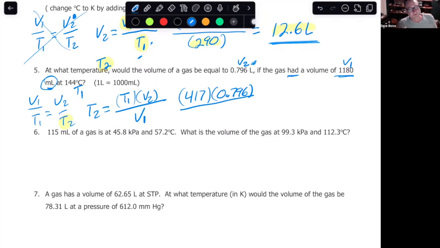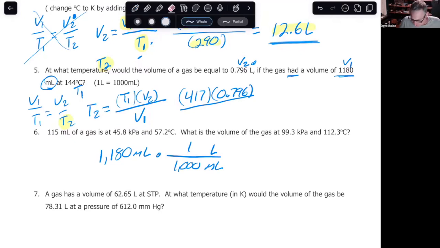So milliliters, remember, it's 1,000. So let me just show you real quick the conversion. 1,180 milliliters. I want liters, so let's bring milliliters down and liters on top. 1 liter is equal to 1,000 milliliters. So 1,180 divided by 1,000 is 1.180. Now, in the future, you can do this a lot faster by just moving the decimal place 3, but that's why I'm doing it.